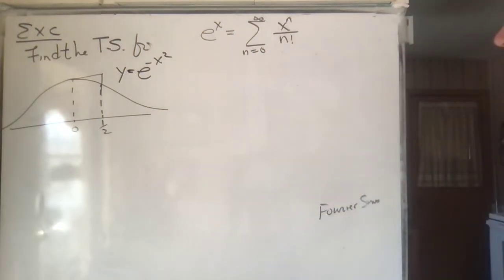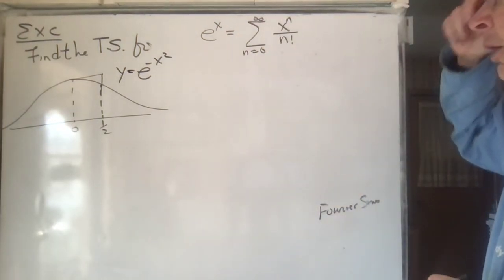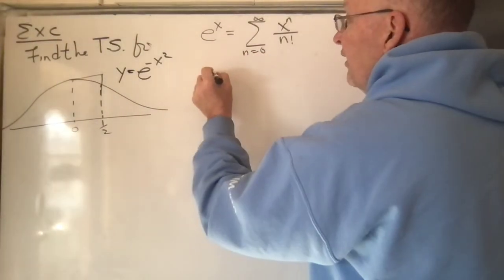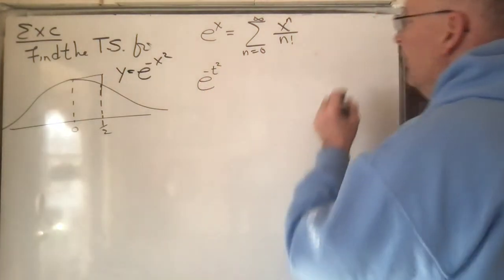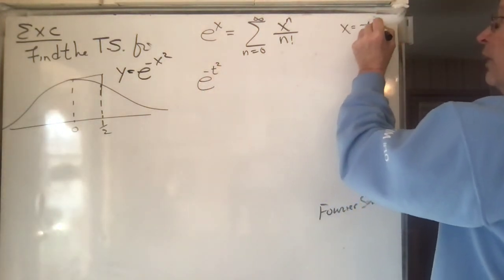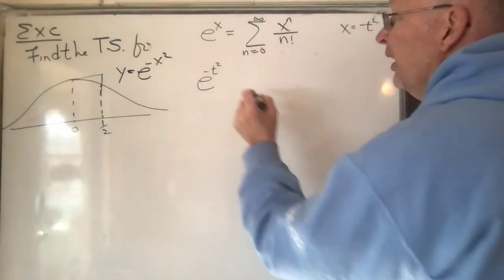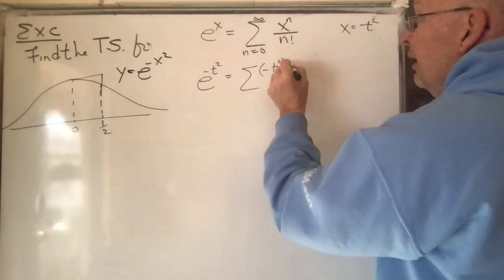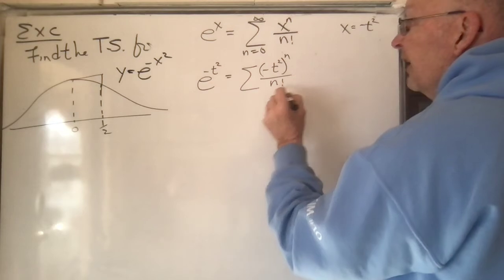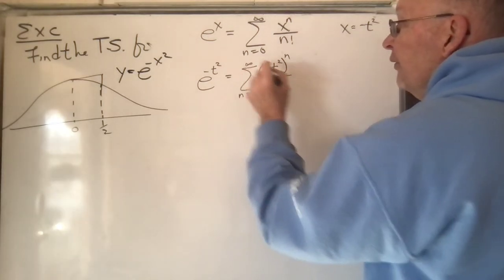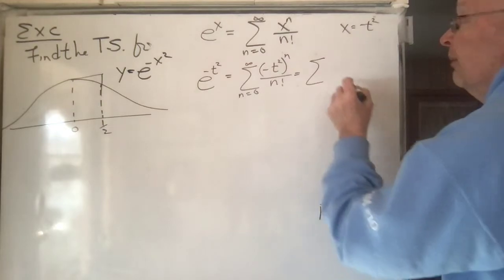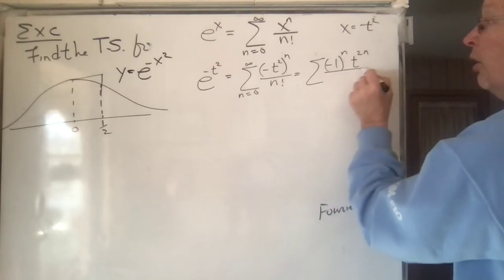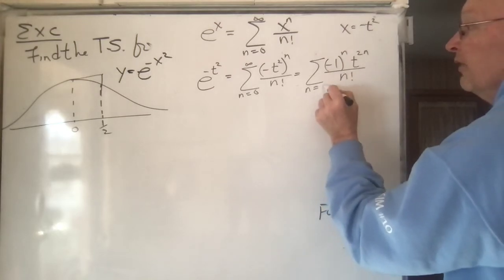Okay? And now we want to find the Taylor series for e to the negative x squared. So here we go. So e to the negative, I'll write it as negative t squared. So I'm going to replace x with a negative t squared. And what do we get? We're going to get the summation of (negative t squared) to the n power all over n factorial, n going from 0 to infinity, which if I want to, I can make it look a little nicer: negative 1 to the n, t to the 2n, all over n factorial, n going from 0 to infinity.